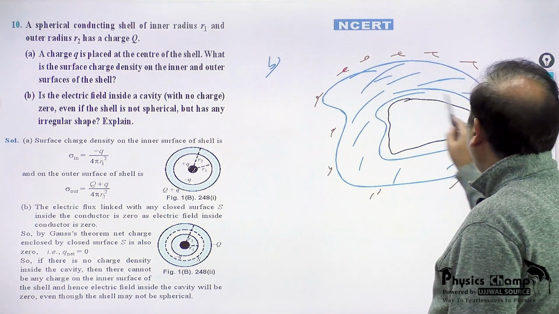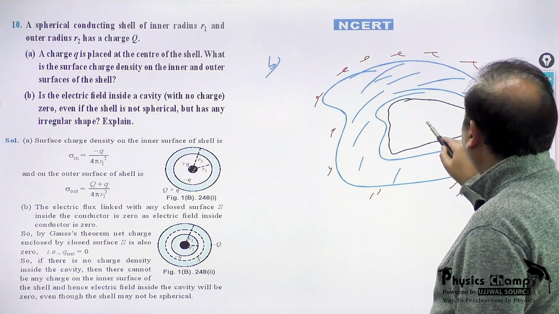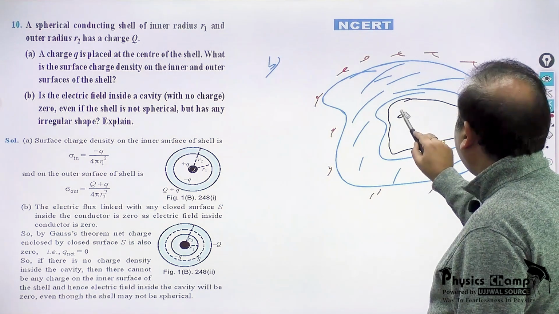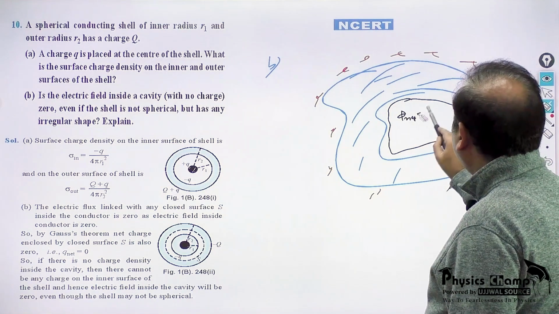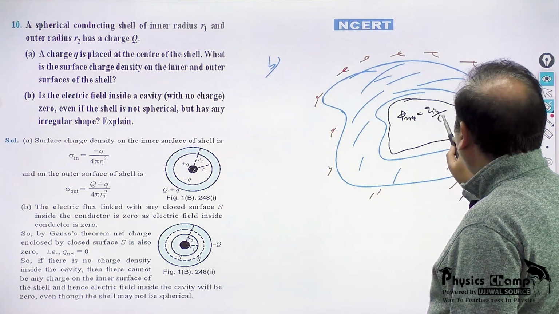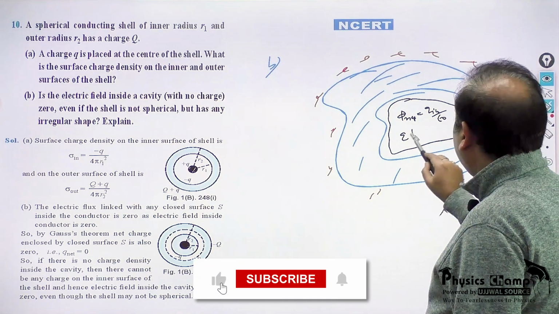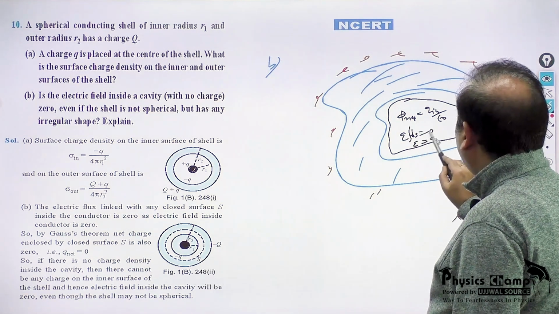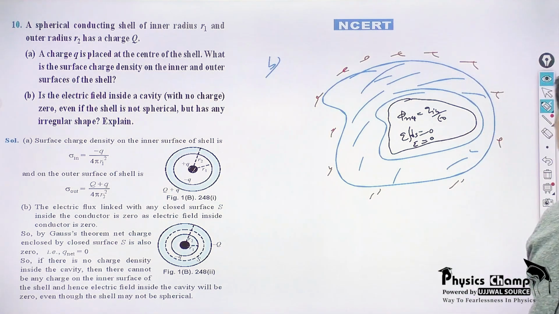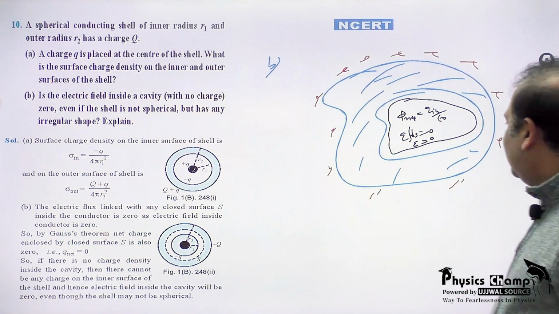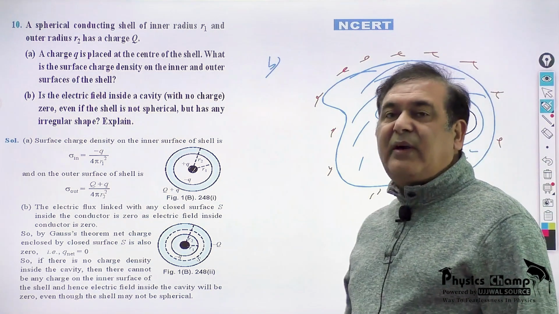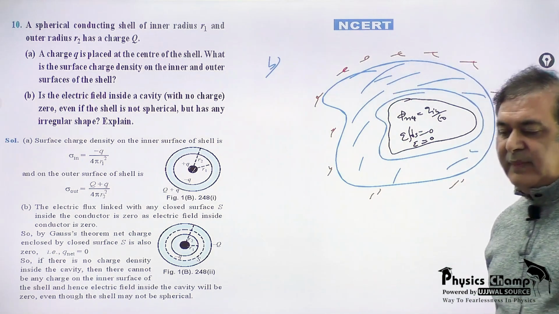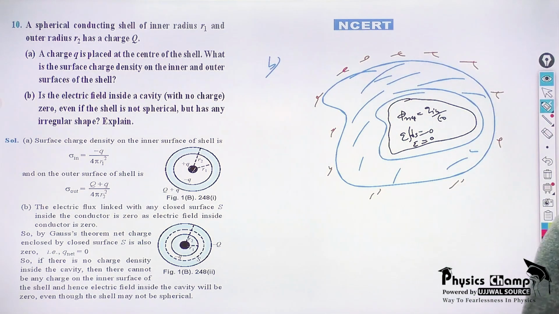So I assume a Gaussian surface, and for this Gaussian surface, I say net flux is equal to charge inside by epsilon naught. E ds is 0. So what will the electric field inside be? 0. Inside it, there is no charge. Thus, the electric field inside the cavity is going to be 0. So as a whole, I can say it is all about electrostatic shielding.